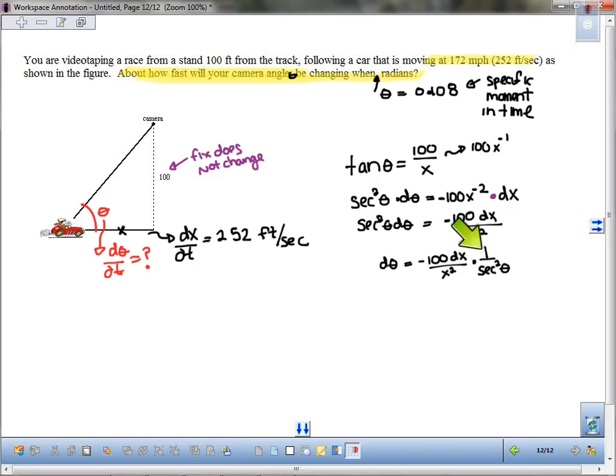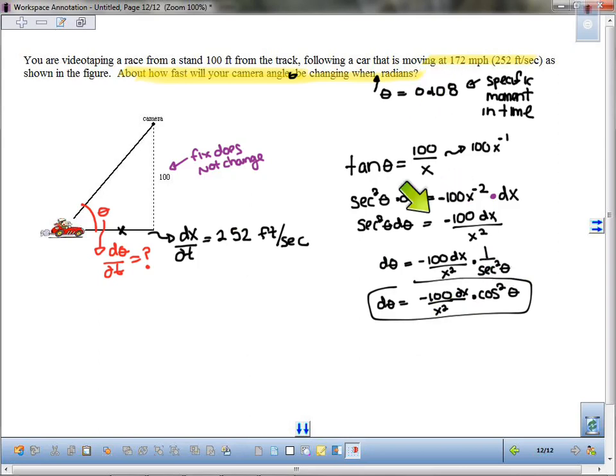And 1 over secant theta is cosine, so I'm just going to go ahead and write it as cosine squared theta. Okay, so that's my answer. I just need to substitute everything I know. The only thing I do not know is x. I know what dx is. dx is the speed of the car. I know the specific moment of theta that I want, 0.108, but I need to find the specific moment of x when theta is 0.108.